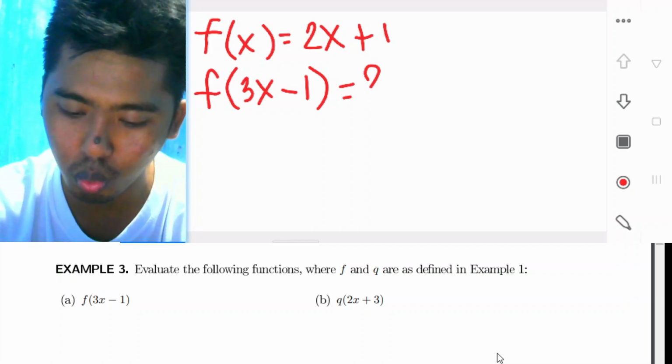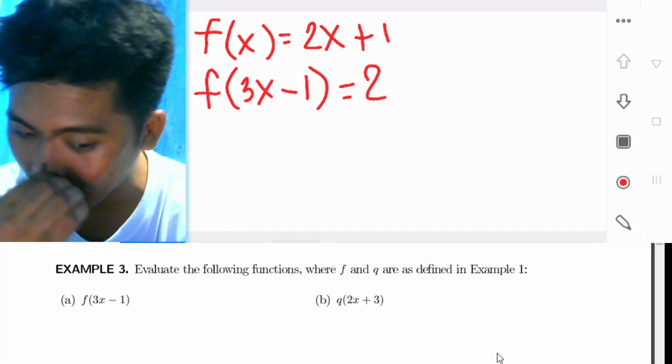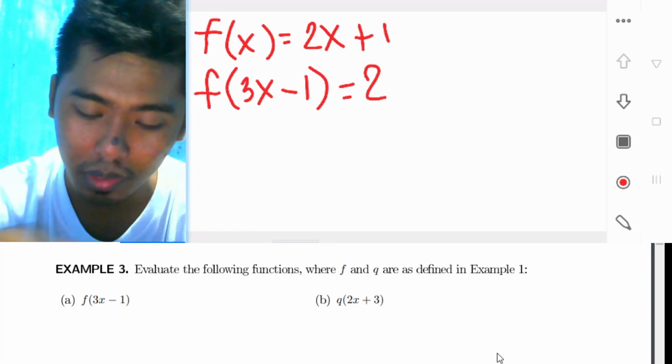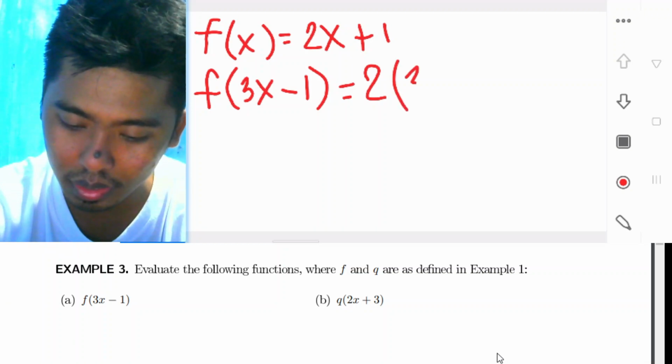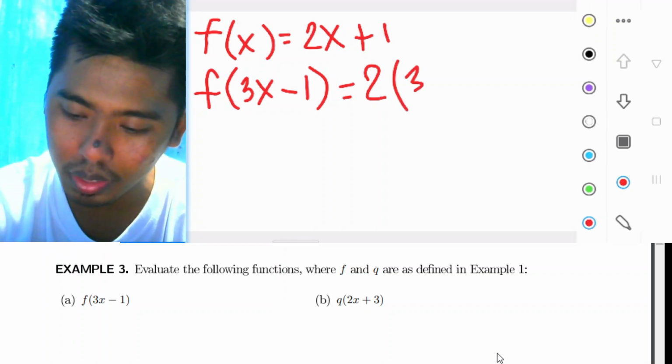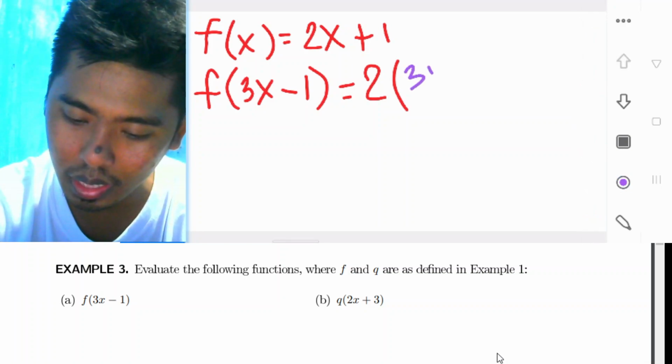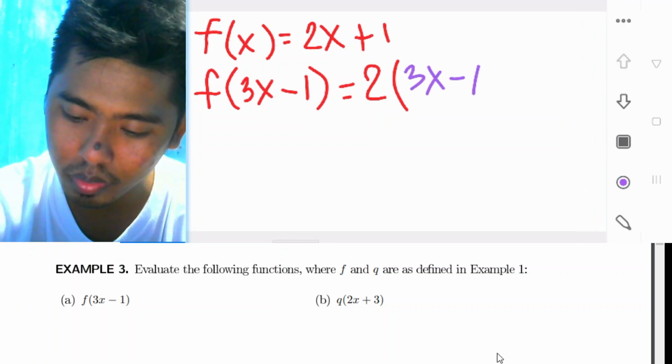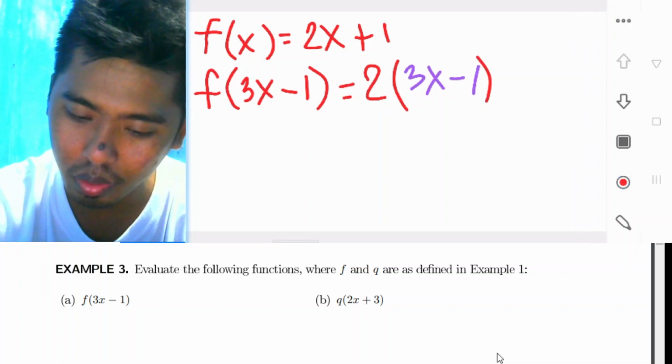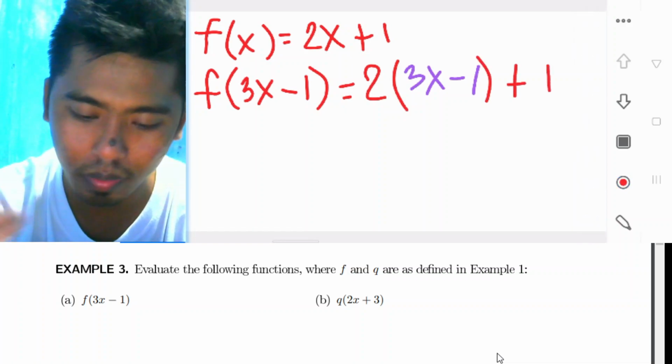So this will become 2, just copy. Then that x, we replace with 3x minus 1. So that would become like this: 2 times the quantity 3x minus 1. Okay, now that will become plus 1.